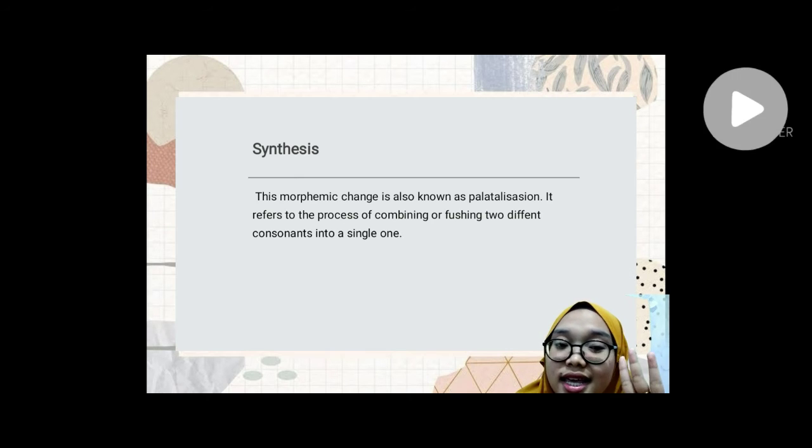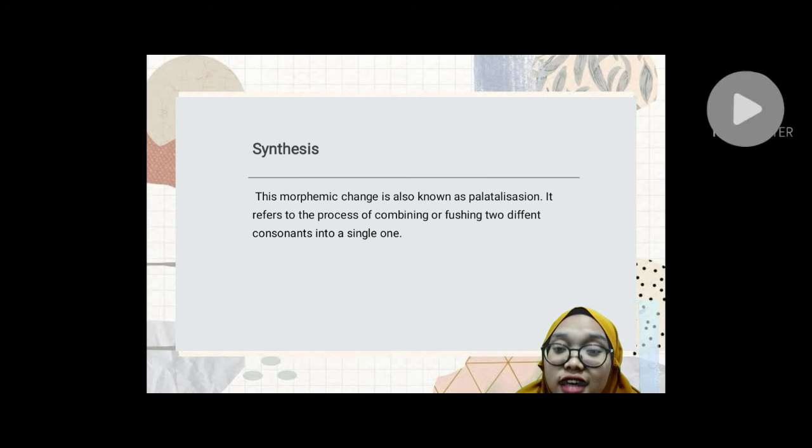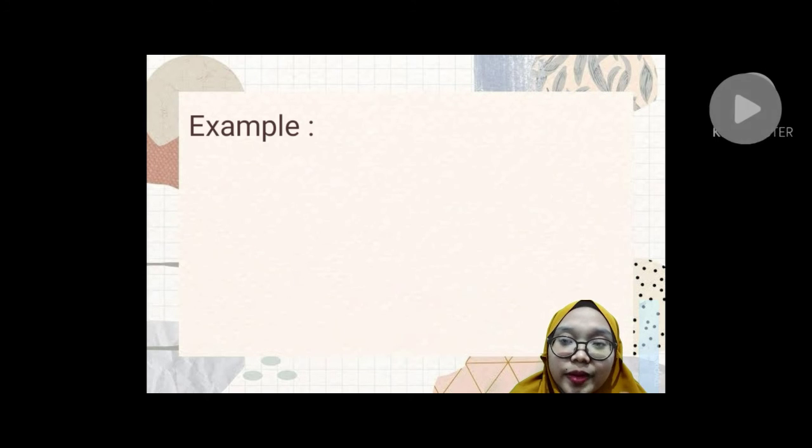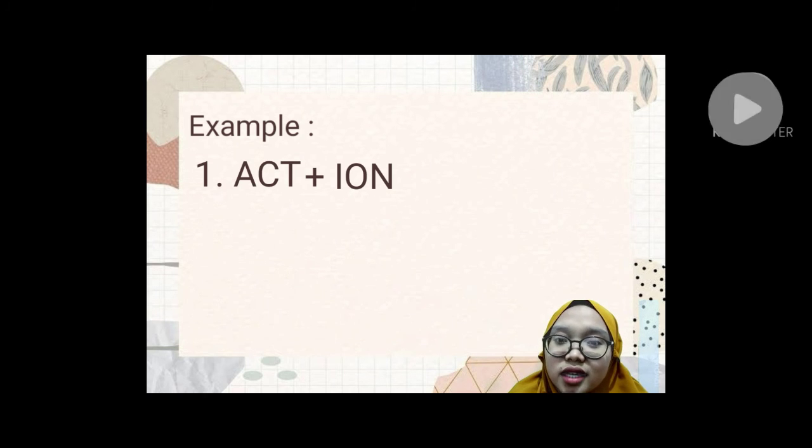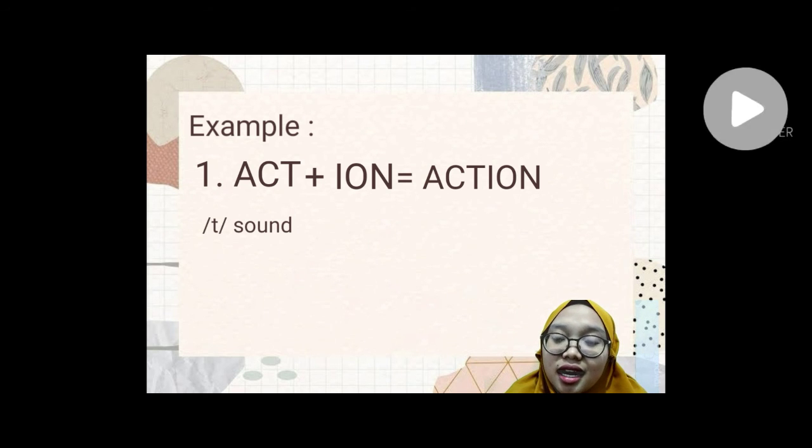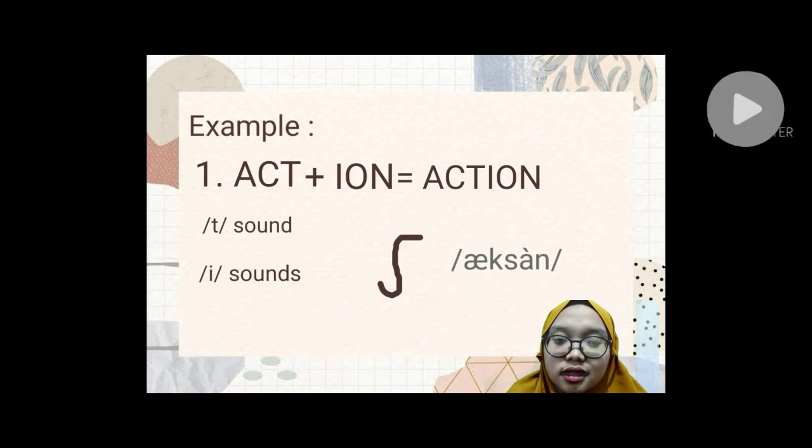Okay, the last one is synthesis. This morphemic change is also known as palatalization. It refers to the process of combining or fusing two different consonants into a single one. For example, act and -ion. The sound is "action" because the T sound and the I sound change to the palatal sh, so "action".